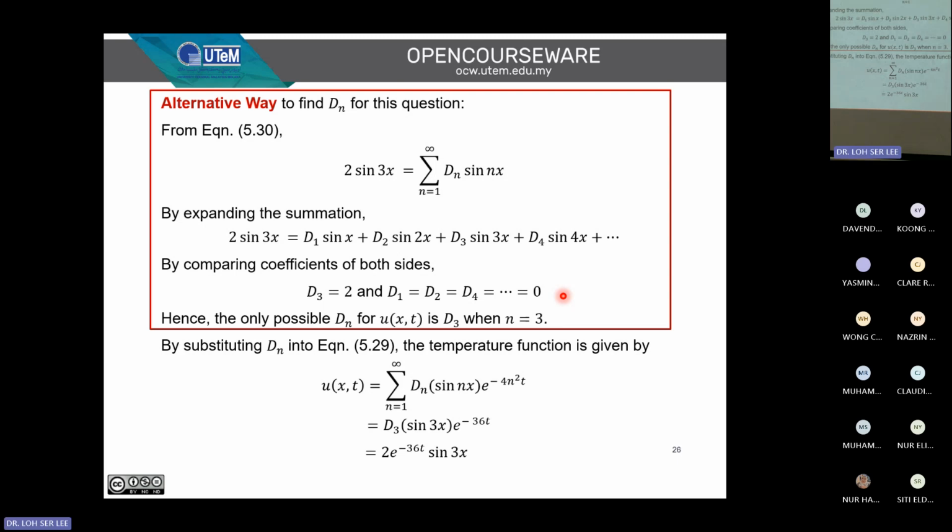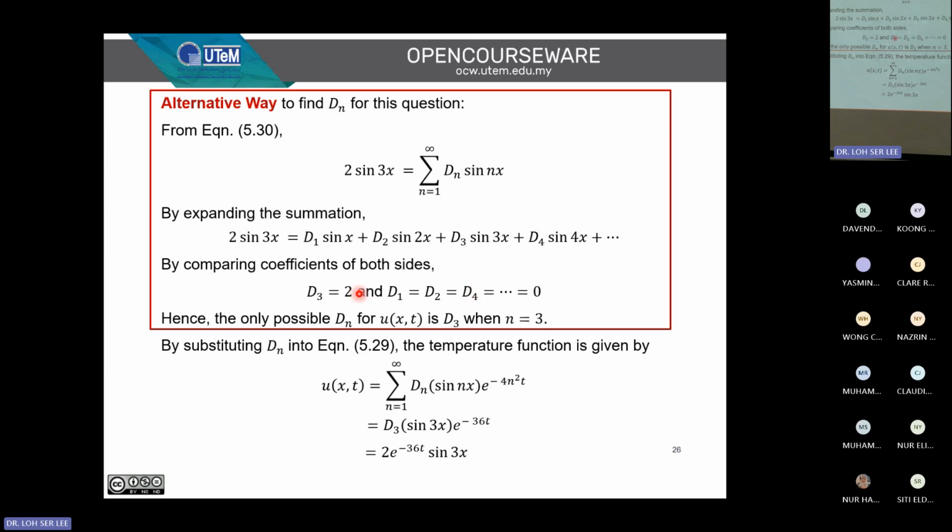You get what I mean? Expand this one, because this is also a sine function. We can compare the left and the right. This is sine 3x, so we compare with sine 3x. So d3 is 2, and d1, d2, d4, and so on are zeros. So the only possible Dn is D3, when n is 3.